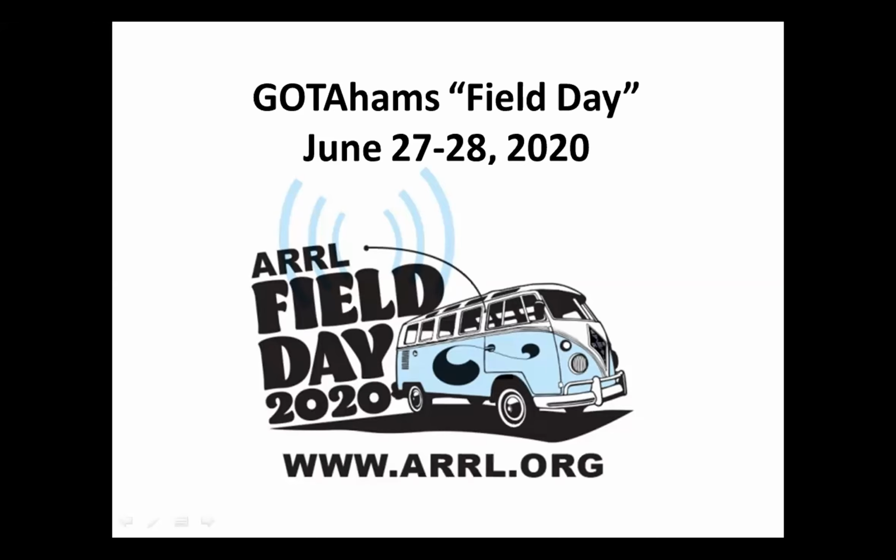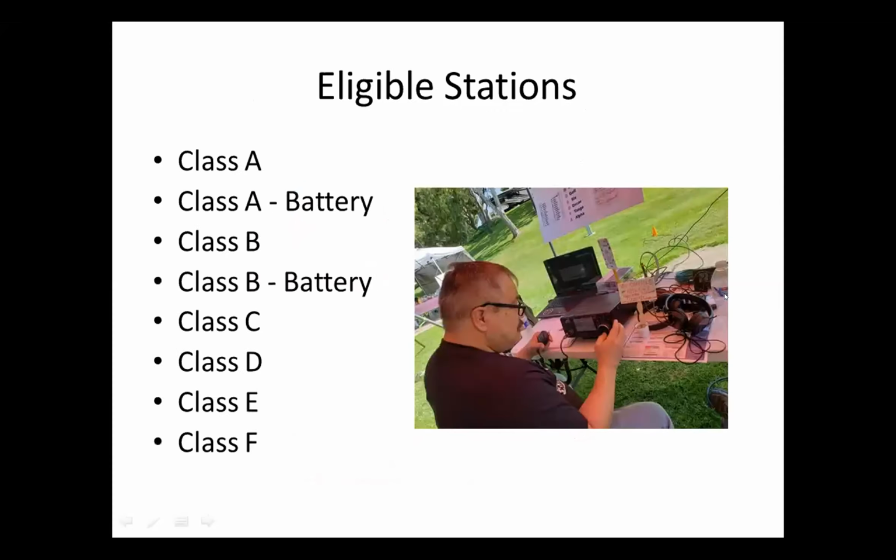All right. Field Day. It's coming up June 27th and 28th. We all know that. Getting excited about it. So, eligible stations. There's A through F. I've got definitions for each one of these. There's Class A, Class A battery, Class B, Class C, Class D, Class E, and Class F. Each one represents a different station.